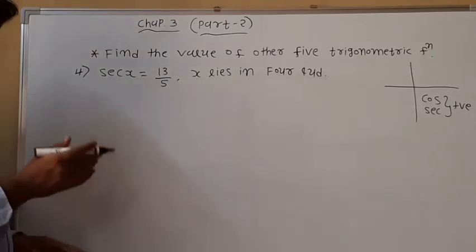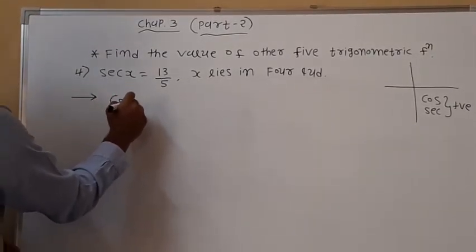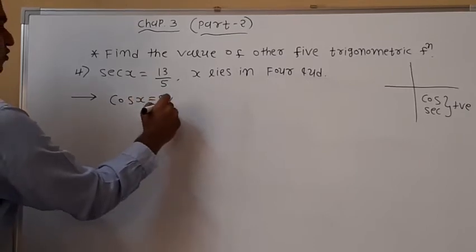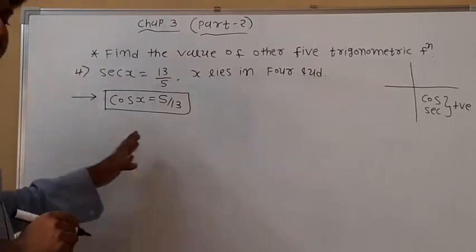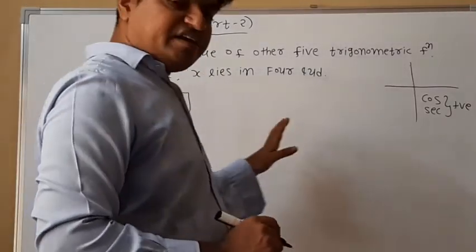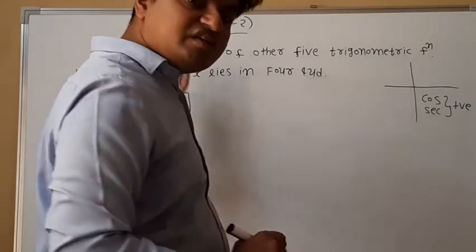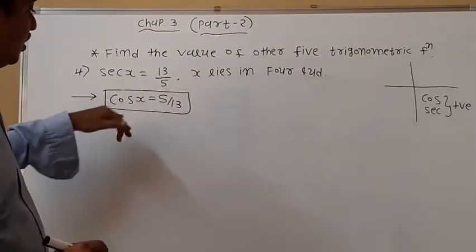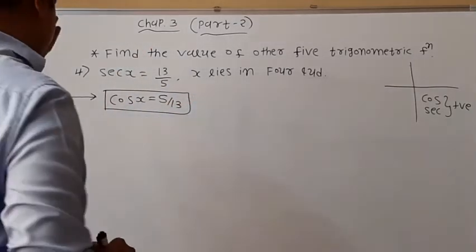Now using sec x, find the value of cos x. cos x is equal to 1 upon sec x, and 1 upon sec x with 13 by 5 in place, written in reverse order. So we get the value of cos x is equal to 5 by 13.